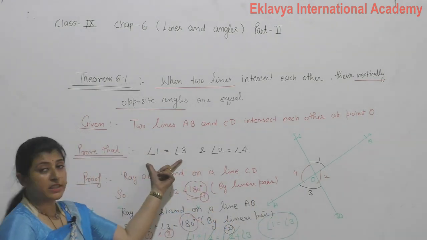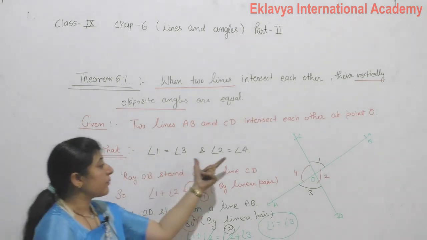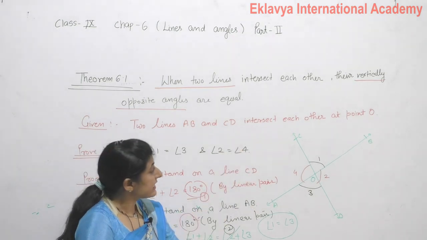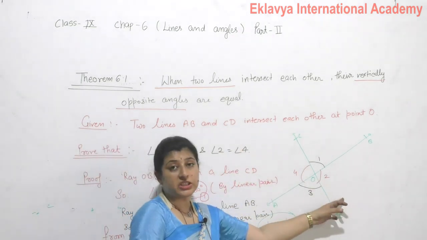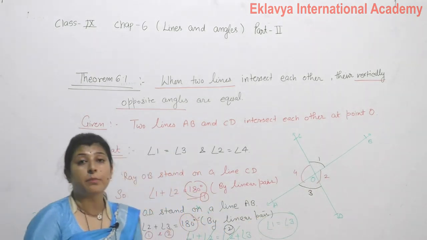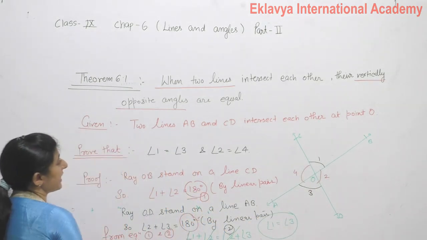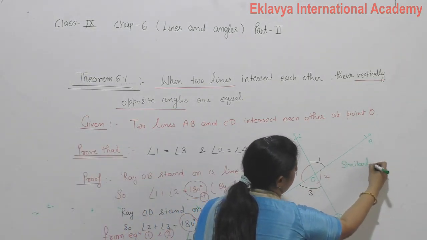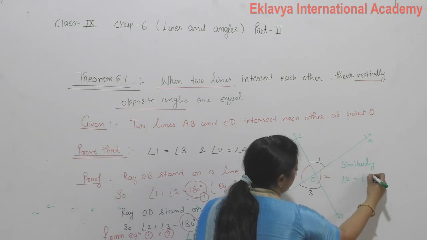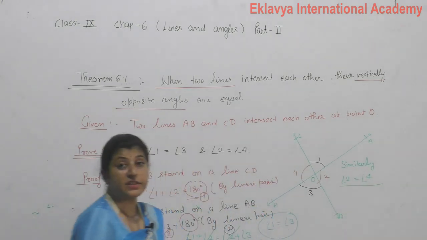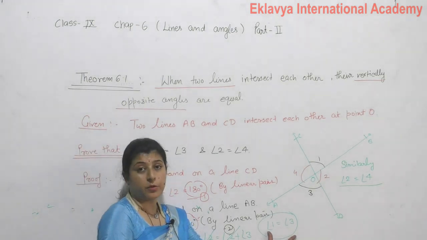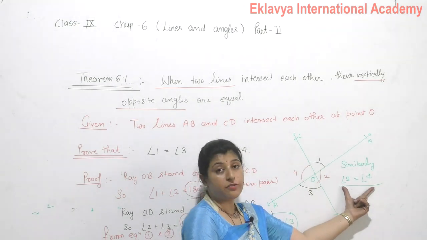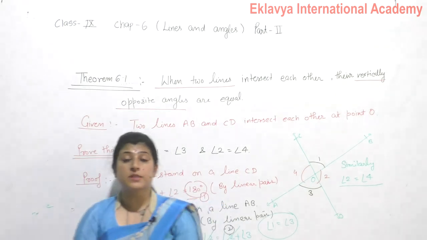We wanted to prove this. Similarly, you can prove angle 2 is equal to angle 4. So we can say when two lines intersect each other, then their vertically opposite angles are equal. Similarly, angle 2 is equal to angle 4. You have to prove this yourself. I proved 1 is equal to 3 here, and you should prove angle 2 is equal to angle 4. Then we can say hence proved.